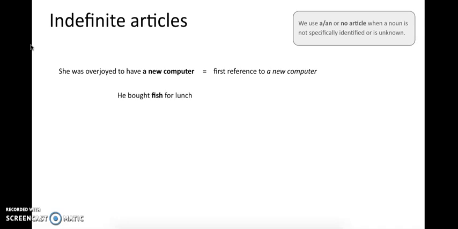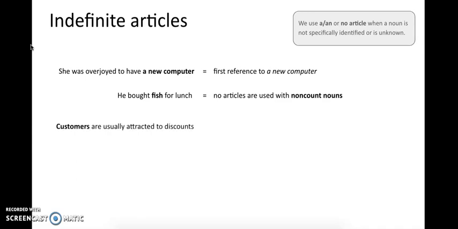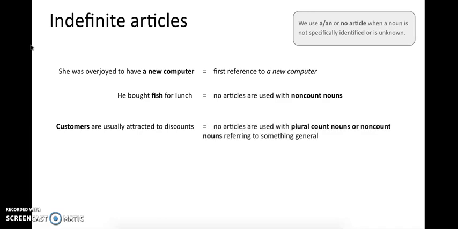He bought fish for lunch. No articles are used because it's a non-count noun, fish. Customers are usually attracted to discounts. No articles are used here because it's a plural count noun, or non-count nouns, which refer to something general, also don't use articles. But in this case, customers is a plural count noun, so we don't use any articles.